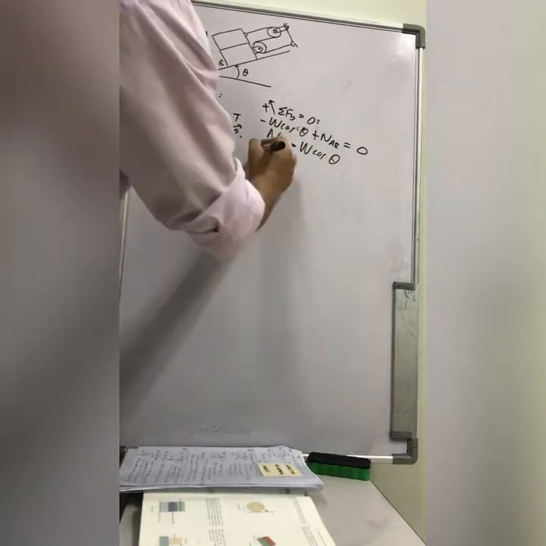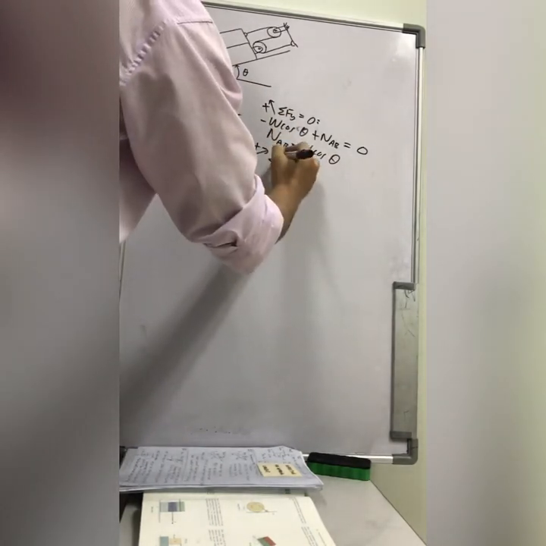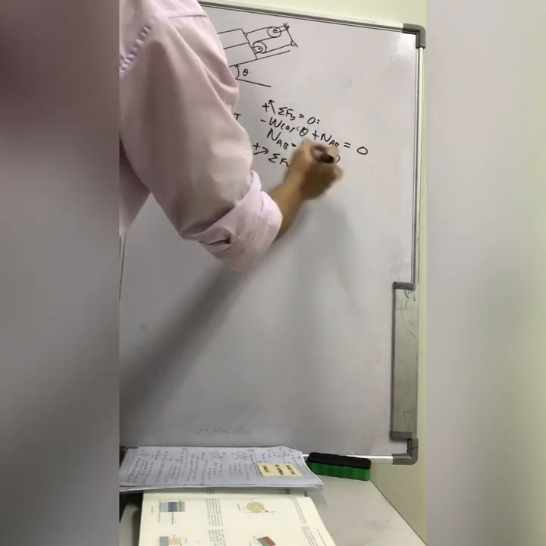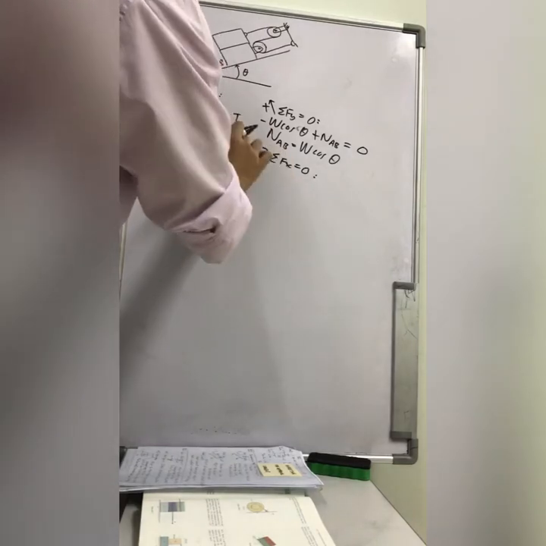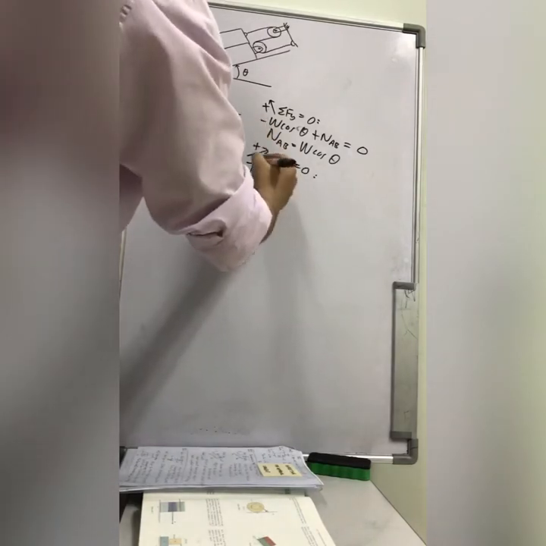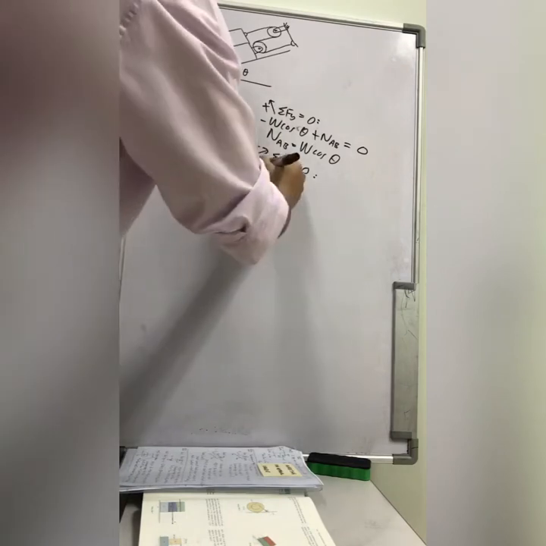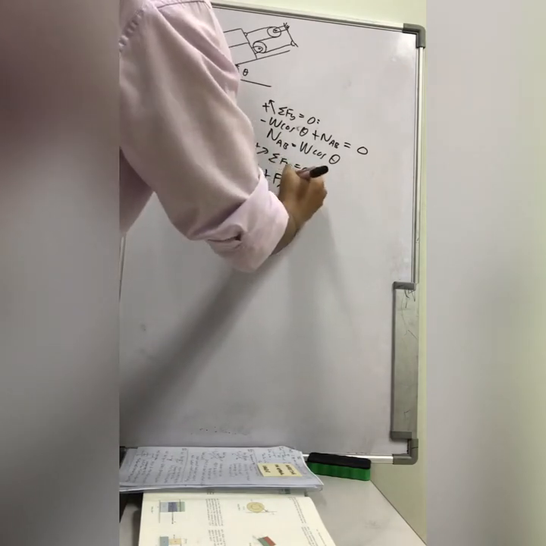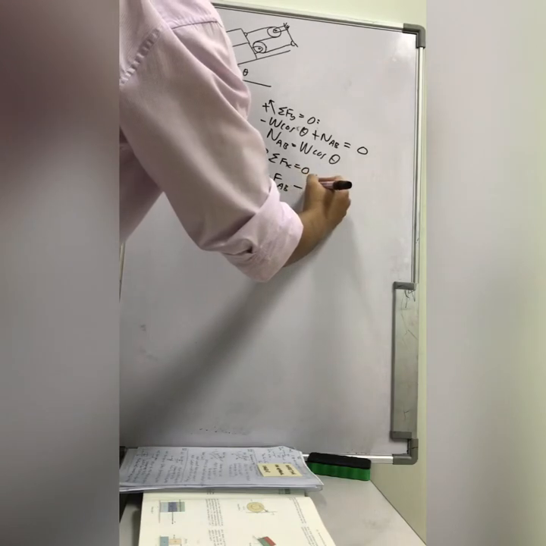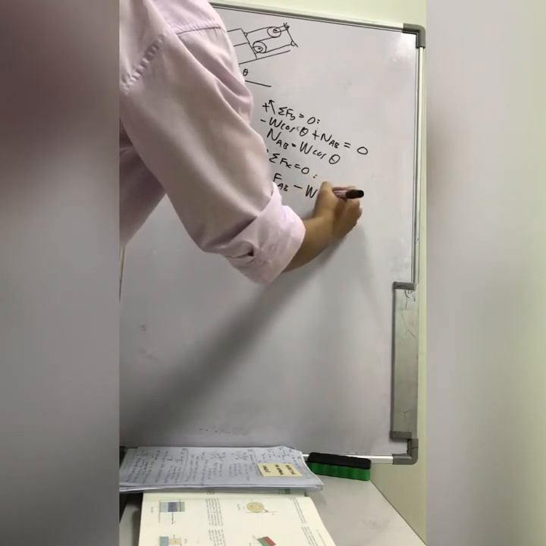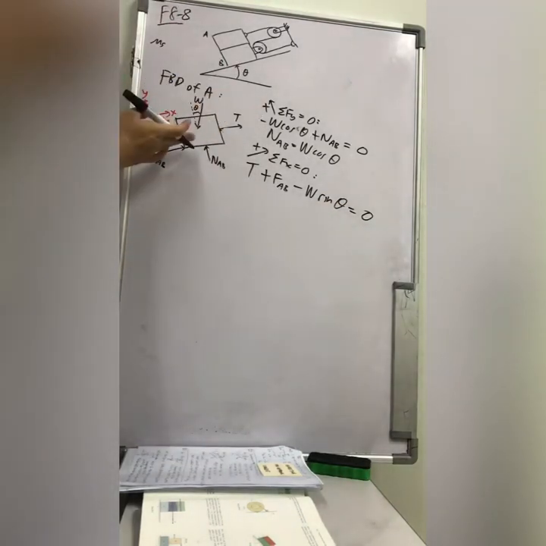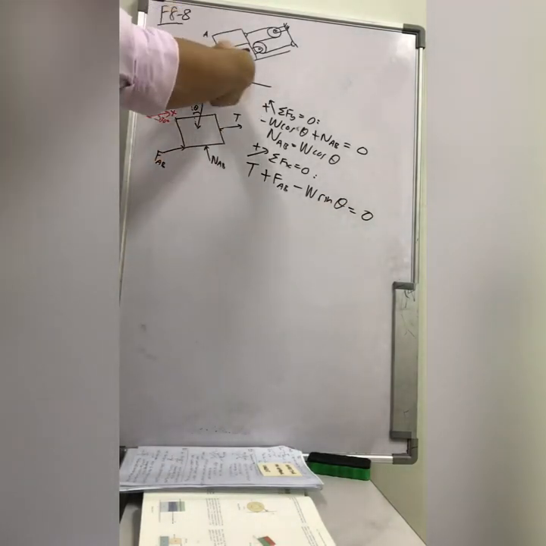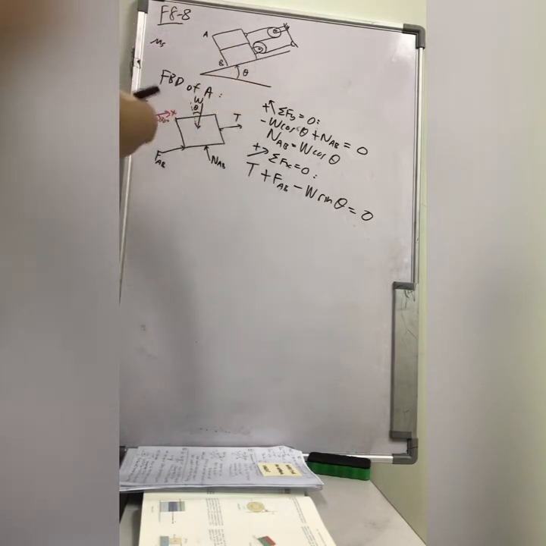Next, we do sum of Fx equals 0. Of course, like I said, the x axis has a 30-degree angle with the horizontal line. Here you have T, and you don't need theta for it. T plus F_AB minus W sine theta equals 0. This is the X component.